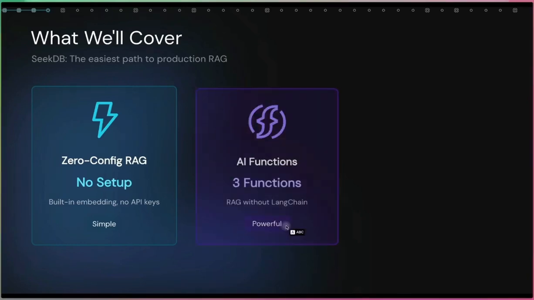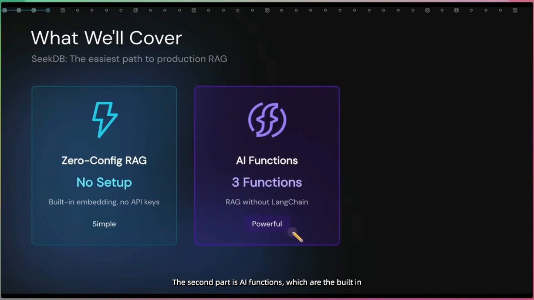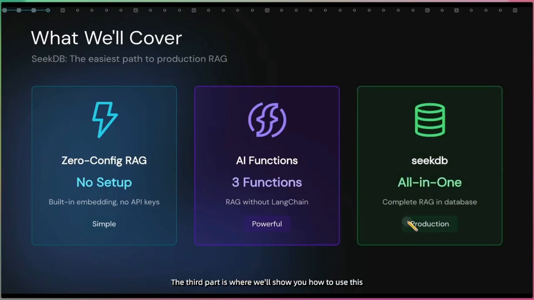That's the first part. The second part is AI functions, which are the built-in AI functions in seekdb. We'll introduce 3 core functions: AI embed, AI re-rank, and AI complete. These allow you to directly call AI capabilities within SQL and the database itself. You can use the database's own AI capabilities to complete the RAG process. The third part is where we'll show you how to use this all-in-one approach to complete a full recommendation process. You can also seamlessly integrate with LangChain, and the whole process actually offers even more options for our developers.